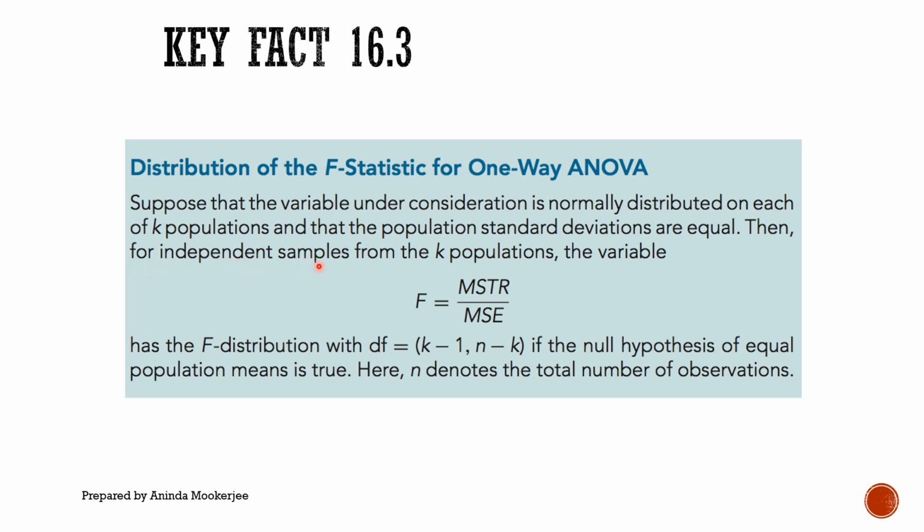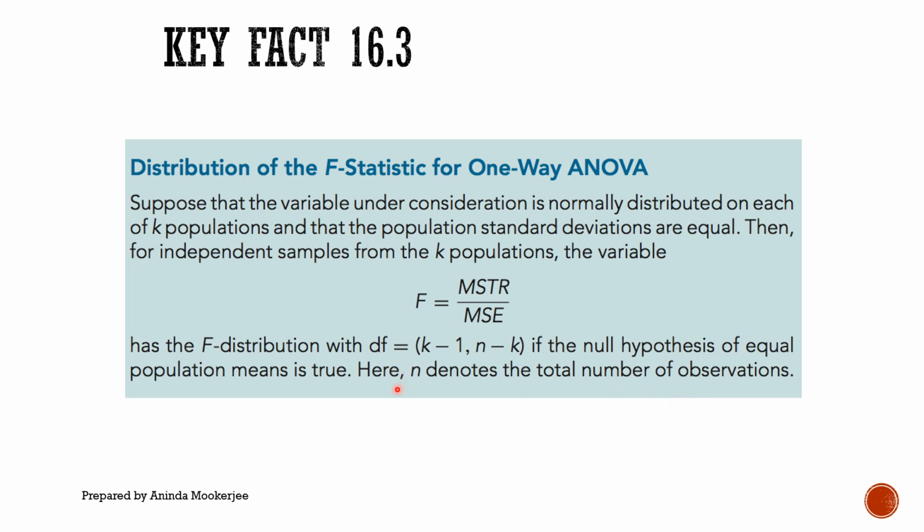Then for independent samples from the k populations, the variable F equals MSTR divided by MSE. We already went through this formula before, but let's look at the DF here. It says it has the F distribution with DF, degrees of freedom, equals k minus 1 comma n minus k if the null hypothesis of equal population means is true. Here n denotes the total number of observations.